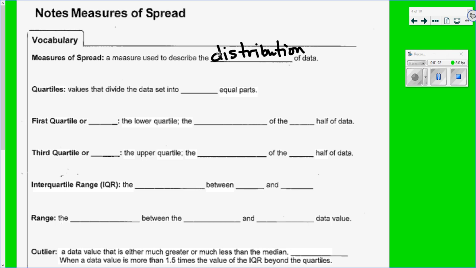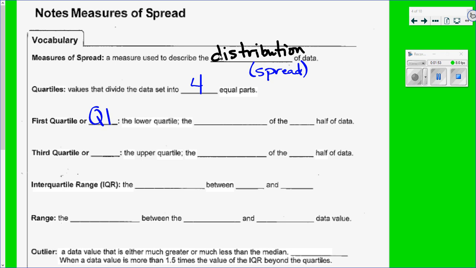Quartiles. These are the values that divide the data set into, I'm going to add spread up here on this one too. So just looking at the word quartiles, how many parts do you think it's going to be divided into? 4. So it's going to be divided into 4 equal parts. So the first quartile, when we're talking about it or writing it, all we're going to do is put Q1. That means first quartile is the lower quartile.